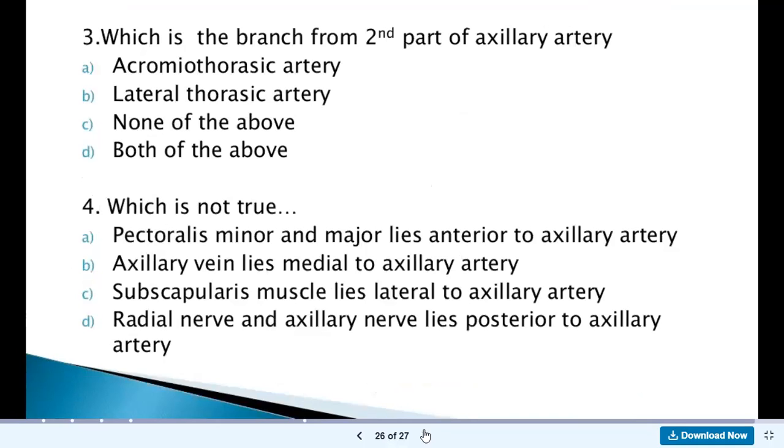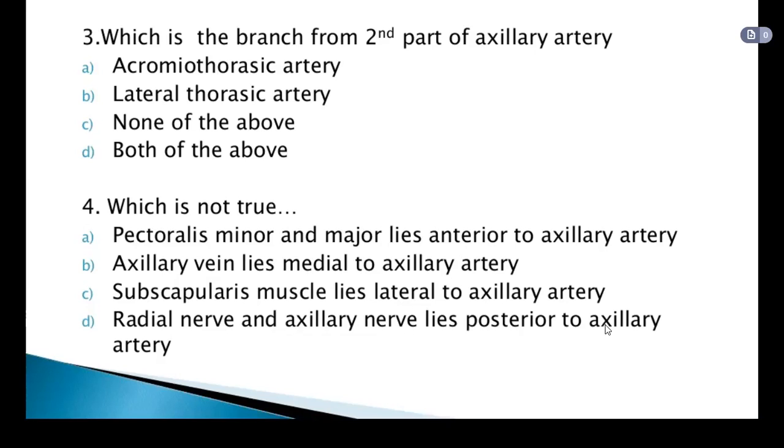Okay, which is not true. A, pectoralis minor and major lie anterior to axillary artery. B, axillary vein lies medial to axillary artery. C, subscapularis muscle lies lateral to axillary artery. D, radial nerve and axillary nerve lie posterior to axillary artery. Which of these is often not true?